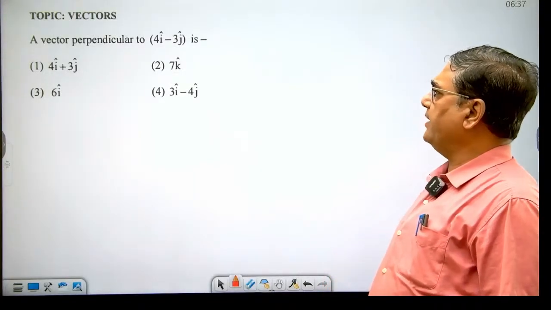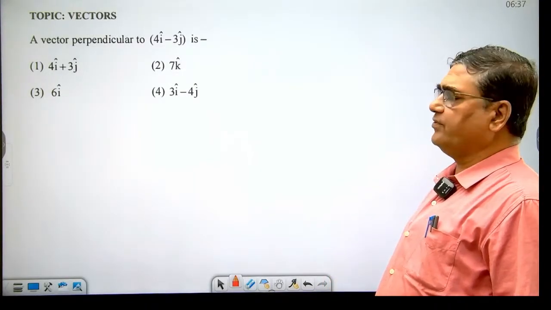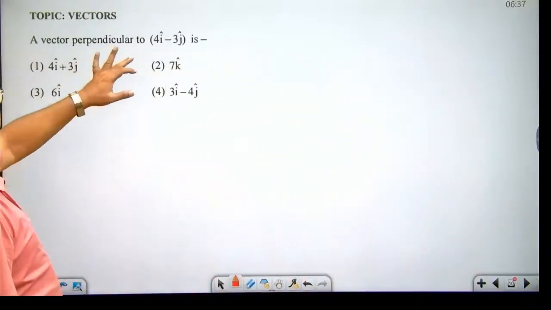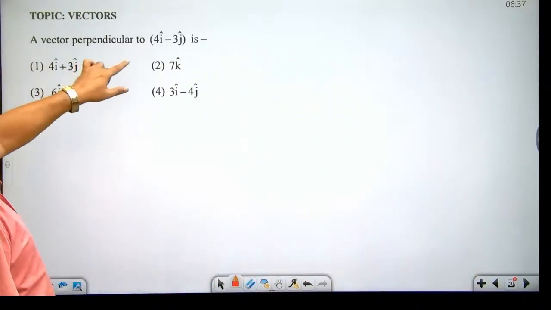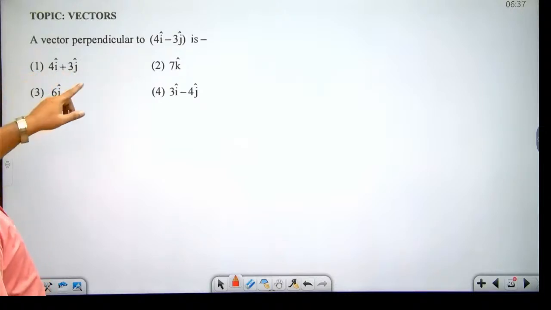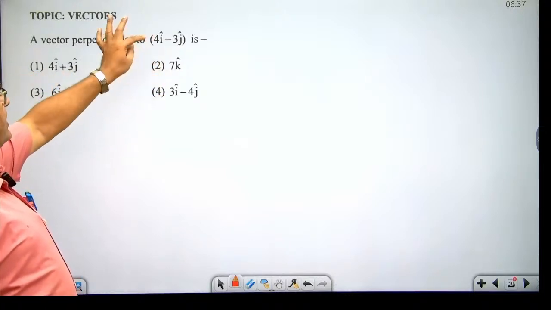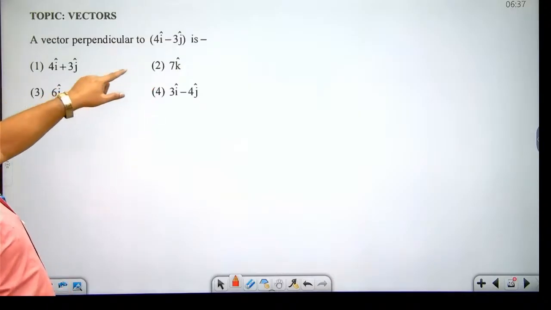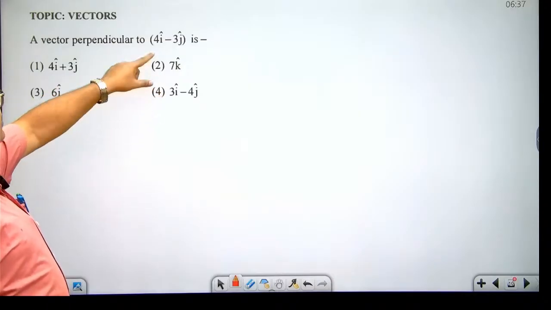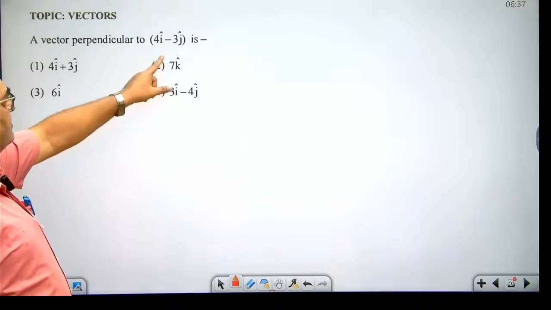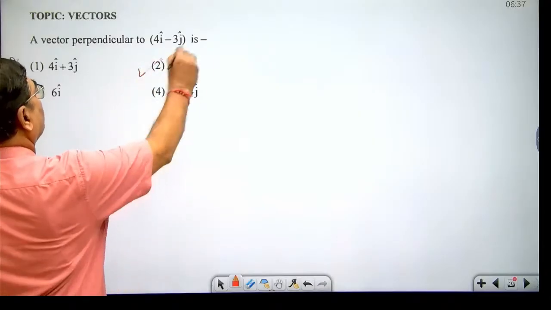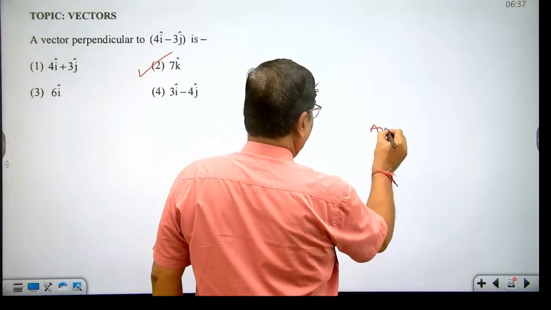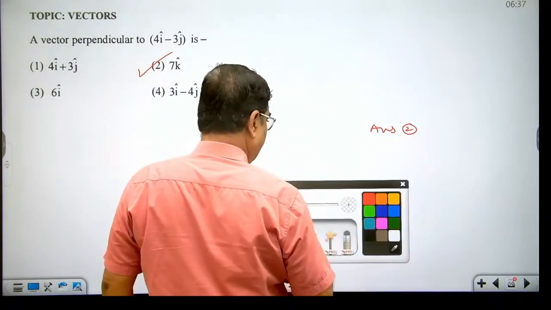A vector perpendicular to 4i cap minus 3j cap. If two vectors are perpendicular, then their dot product remains equal to 0. Now see here, 4i cap minus 3j cap, 4 times 4 is 16, this is minus 9. So this is not the case. Then i cap dot k cap is 0, j cap dot k cap is 0, so this is perpendicular. This cannot be the case. 3i, 4 into 3 is 12 and 3 into 4 is 12, but this is minus minus plus, so this cannot be the case. So out of 4 choices, the correct choice is option 2. Option 2 is the correct answer.